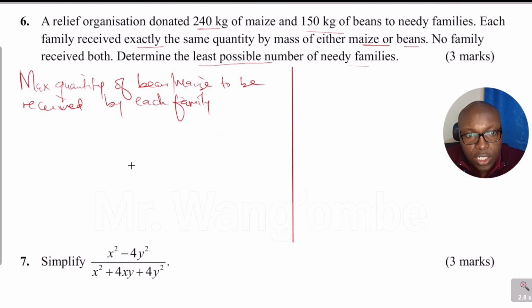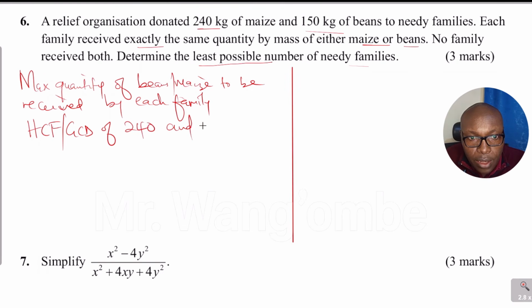The maximum quantity of beans and maize, that is in terms of kilograms, to be received by each family. And how do we get that? We will need to get the highest common factor, or the GCD, of 240 and 150 kilograms. So we need to get that, the highest common factor, or the GCD, of 240 and 150 kilograms. So that will give us the maximum or the greatest number of kgs of either maize or beans to be received by each family. That is what you need first to get.